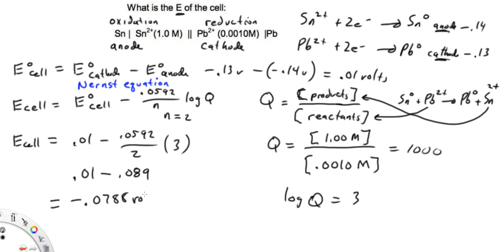So the potential of this cell turns out to be negative 0.0788 volts. Because our concentration is so low on the reactant side, it shifts the equilibrium back towards the reactants. We're negative, and so this would not be a spontaneous cell reaction at all.